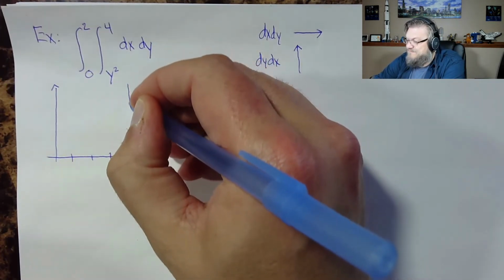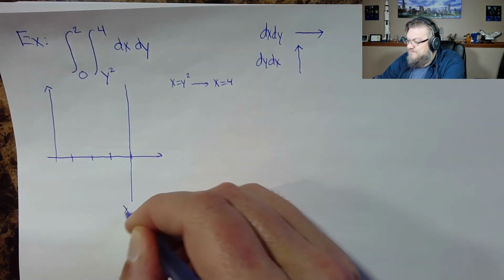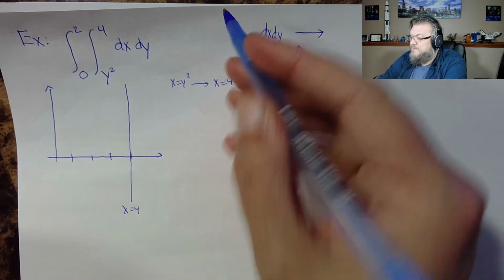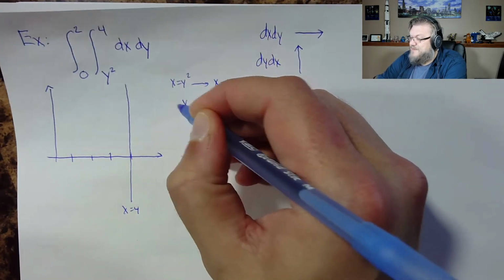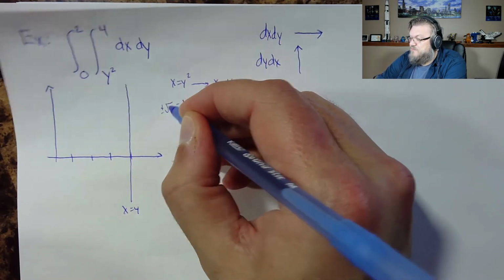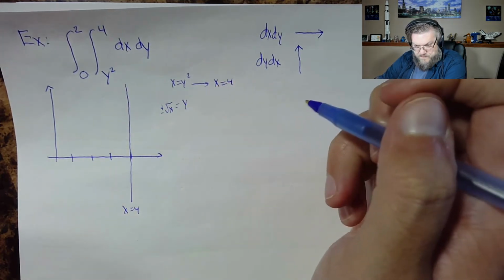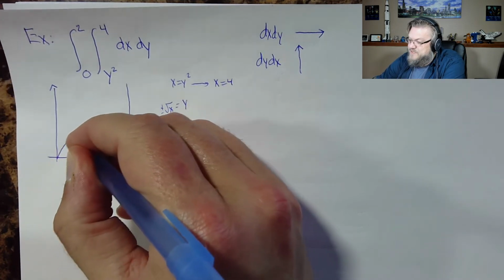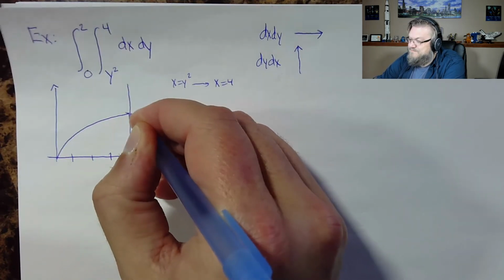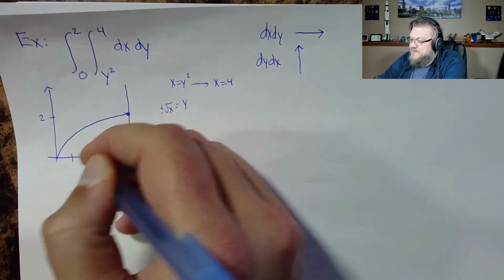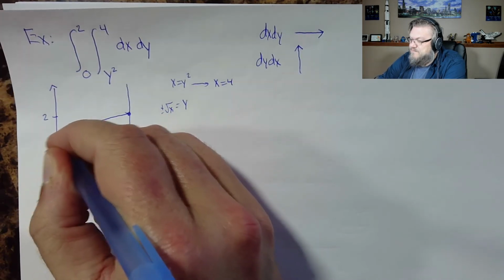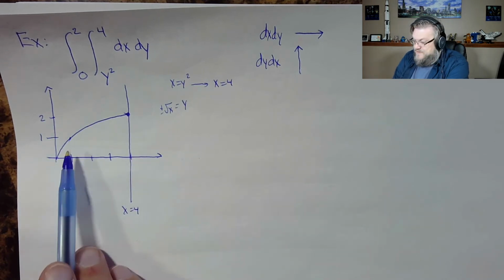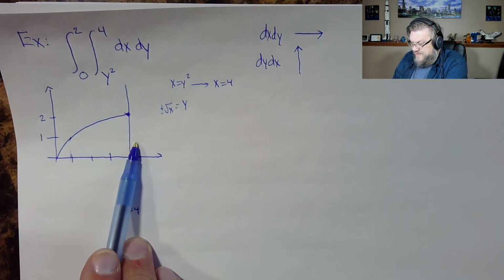So let's get that on there. So here's x equals 4. X equals y squared. Isn't that the same graph as y equals plus or minus the square root of x? Right? Solving for y. So in other words, this is a square root function, which we graphed earlier. So this is the height of 2. Here's the height of 1. So we have a little picture here, and we're going from left to right, right?